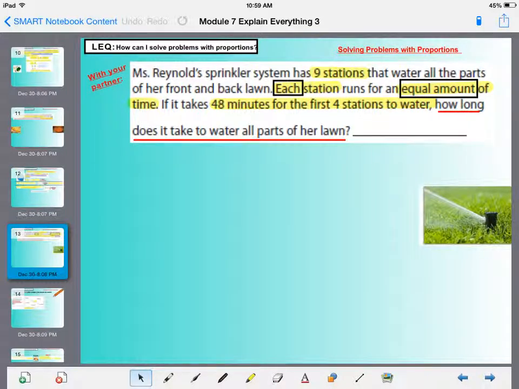This is another example of when we would find the unit rate in order to solve problems with proportions. So in this example, Miss Reynolds' sprinkler system has 9 stations that water all the parts of her front and her back lawn. Each station runs for an equal amount of time, and if it takes 48 minutes for the first 4 stations to water, how long does it take to water all the parts of her lawn? The first thing I'm going to do is set this up as a rate. So it takes 48 minutes to water 4 stations. And the question's asking, how long does it take to water all parts of her lawn? Well, her lawn has 9 stations.